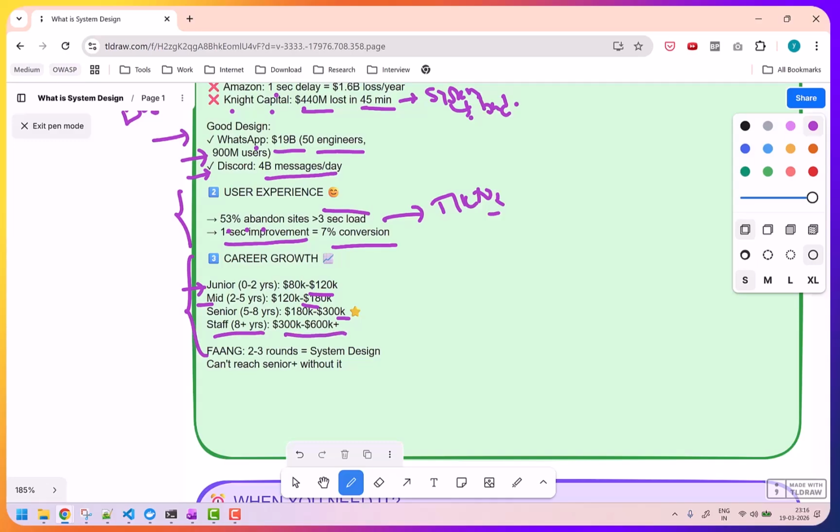That's why system design is an integral part of all the FANG companies, and nowadays for every company, they ask you questions related to system design. So that's why learning system design is important for your own sake and for your project's sake.